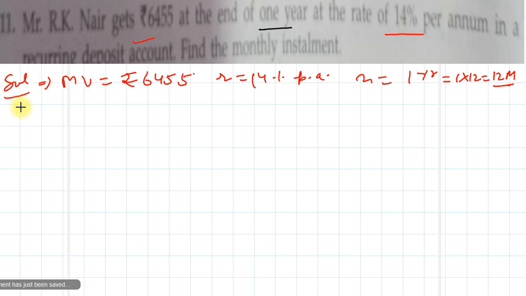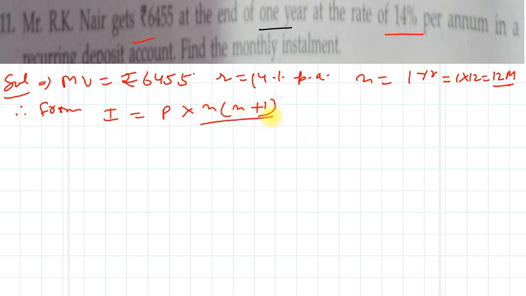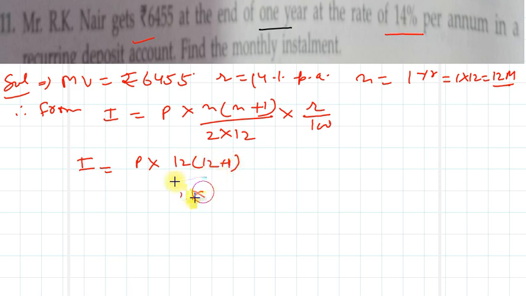Therefore from I equal to P into n into n plus 1 upon 2 into 12 into r upon 100. So first we will find out I. P into n is what? 12 plus 1 upon 2 into 12.